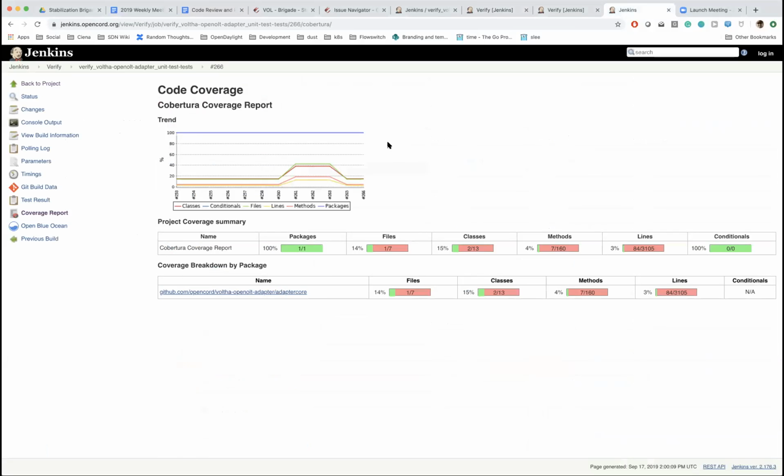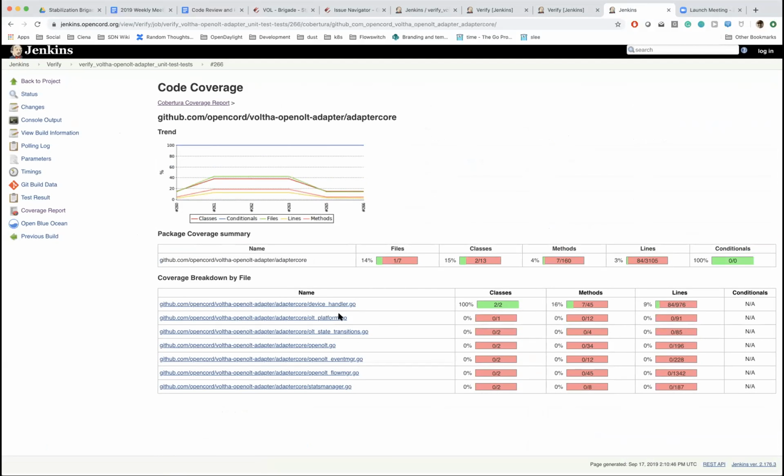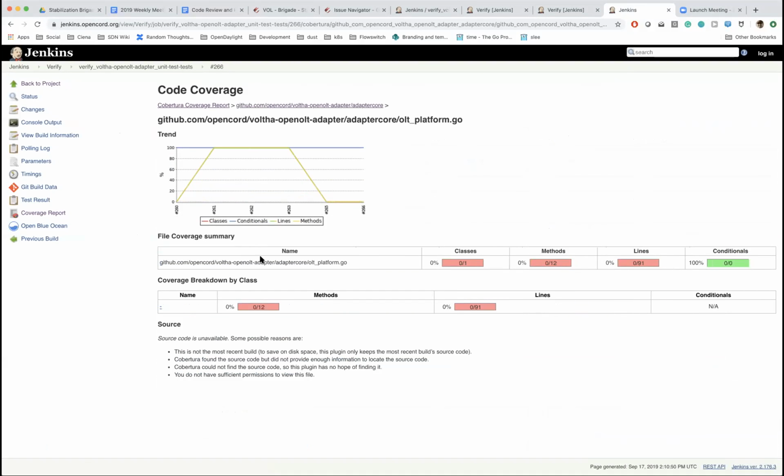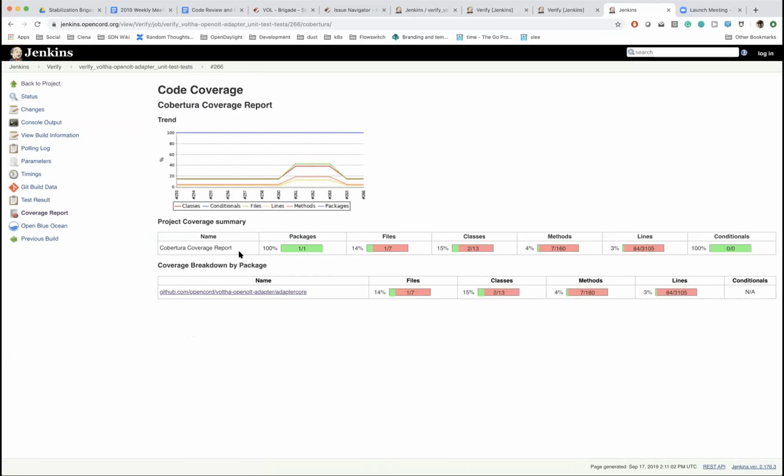Which one is it? Here is a code coverage report for the Volta OpenOLT adapter. So you can see that it is about 3% code coverage. And I think if you follow down these reports, you can actually drill down and, I don't know if it goes line by line. Apparently it currently does not go line by line, but function by function. Unfortunately, we'll have to figure that out. I mean, you could look at the code obviously and see which functions are called from the test code.